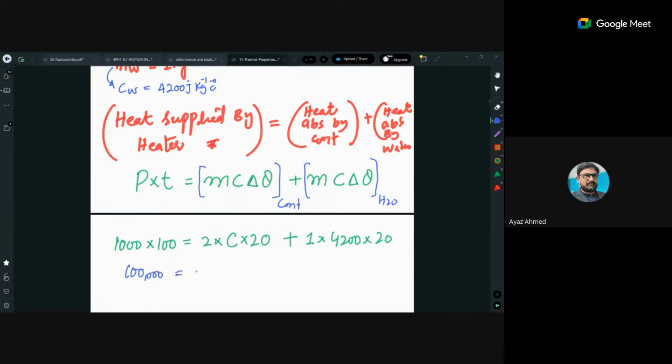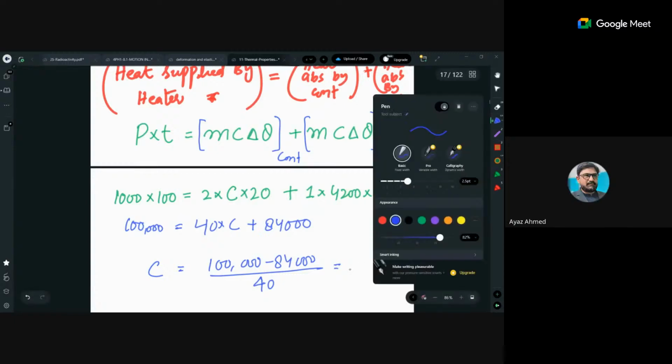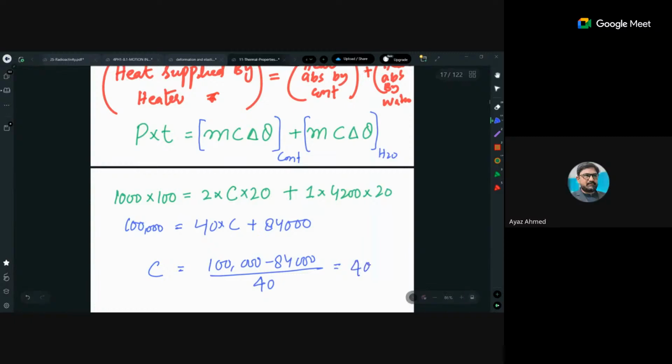So from here, 100,000 is equal to 40 times C plus 84,000. Just solve it, please. C is equal to 100,000 minus 84,000 divided by 40. What is your answer? 400. Yes, 400 joules per kg per degree centigrade.